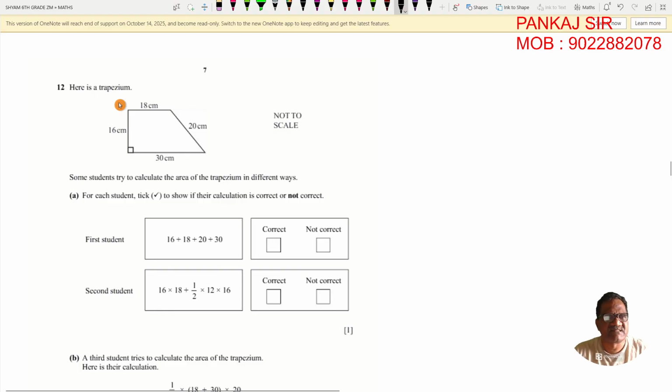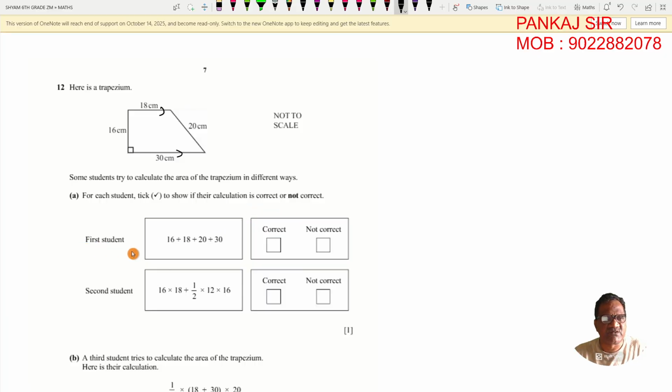Question number 12 says that here is a trapezium. You can see this is a trapezium. These are the parallel sides: 18 centimeters and 30 centimeters are the parallel sides, and you can see these 2 are non-parallel sides. Now some students try to calculate the area of this trapezium in different ways. So put a tick mark to show whether the calculation is correct or not correct.